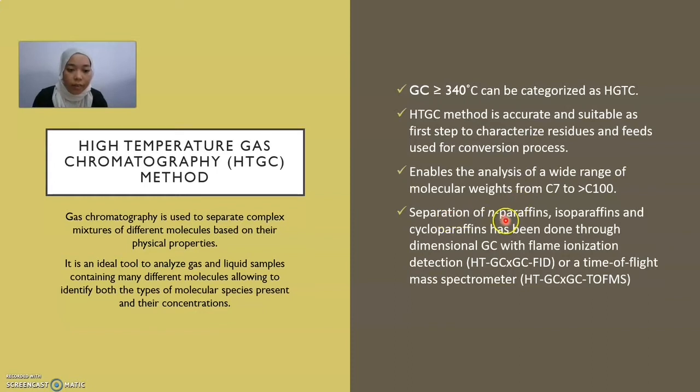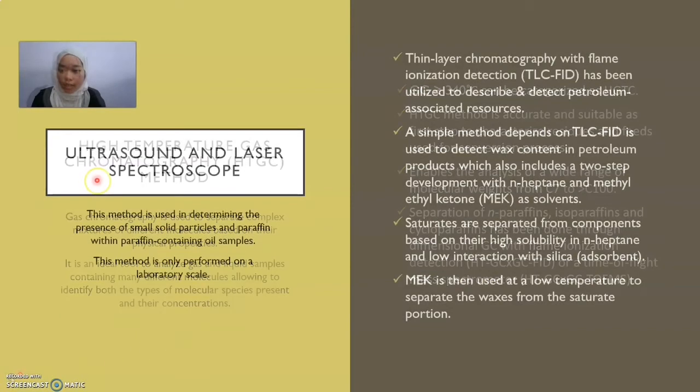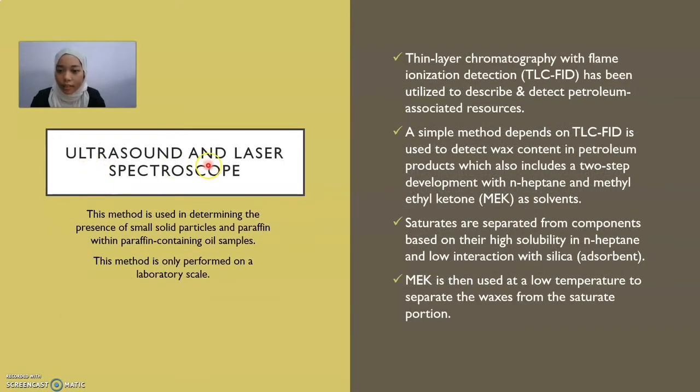Separation of N-paraffins, isoparaffins, and cycloparaffins has been done through two-dimensional GC with flame ionization detection or a time-of-flight mass spectrometer. The next method is ultrasound and laser spectroscopy. This method is used in determining the presence of small solid particles and paraffin within paraffin-containing oil samples. This method is only performed at a laboratory scale.